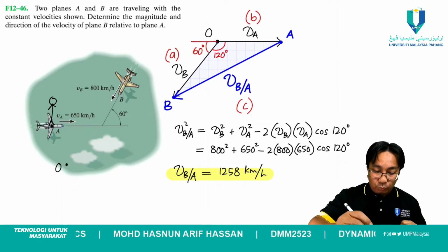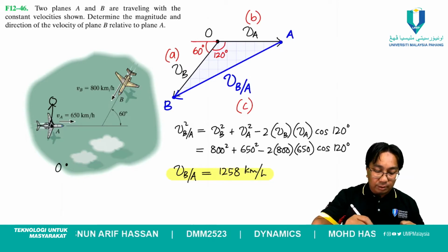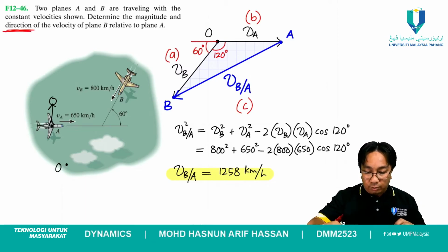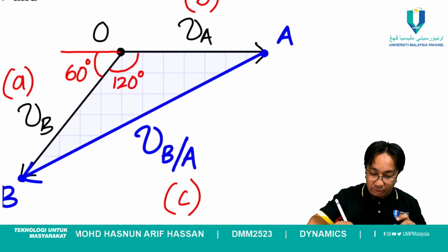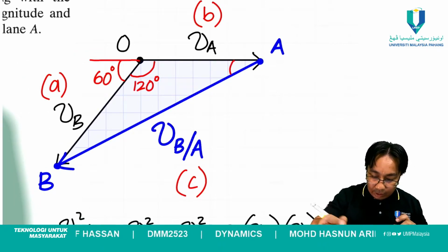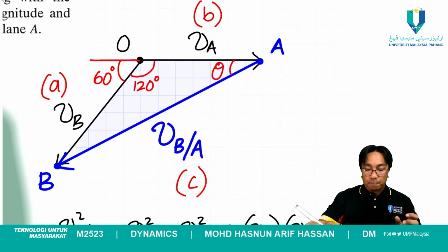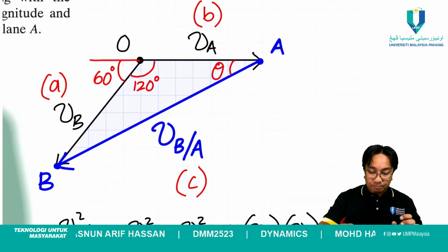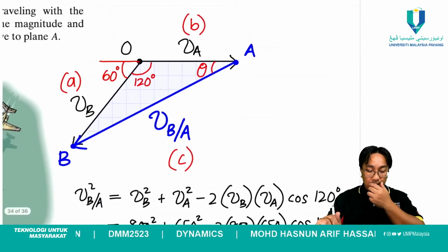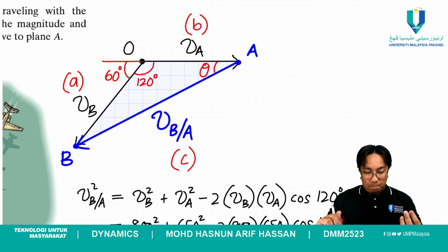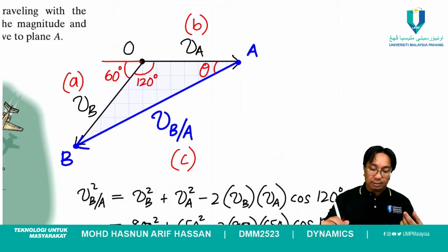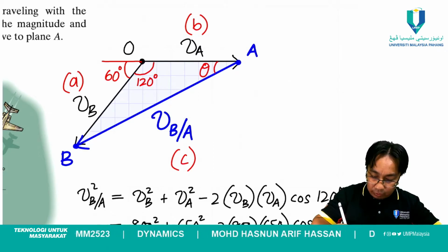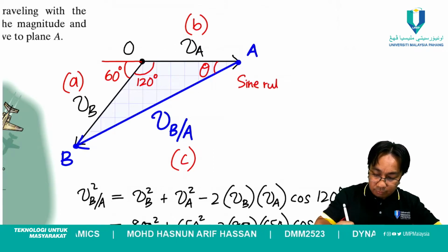Oh, before that, we can also use this to determine the direction just now. We are also asked to find the direction of VB. So as what we did before, this is actually our theta, the angle of interest with respect to the horizontal reference line, or with respect to the x-axis. So to find the angle theta here, you can use sine rule, right? Can you use sine rule? Yes, sine rule, right?